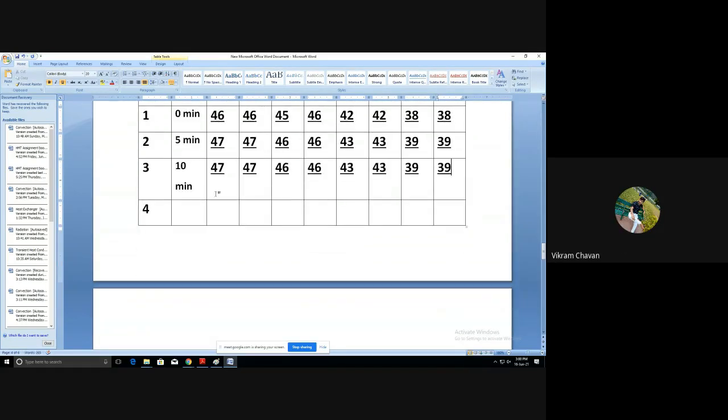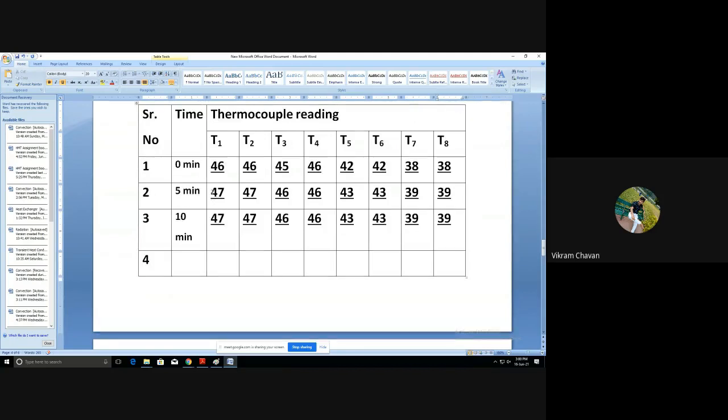Now concentrate here. We got a certain reading for 5 minutes, and a similar reading for 10 minutes, so the temperature has not changed: 47, 47, 47, 47, 46, 46, 46, 46, 43, 43, 43, 43, 39, 39, 39, 39. For a particular thermocouple, the temperature is not changing with respect to time, because we get the same reading at 5 minutes and 10 minutes.